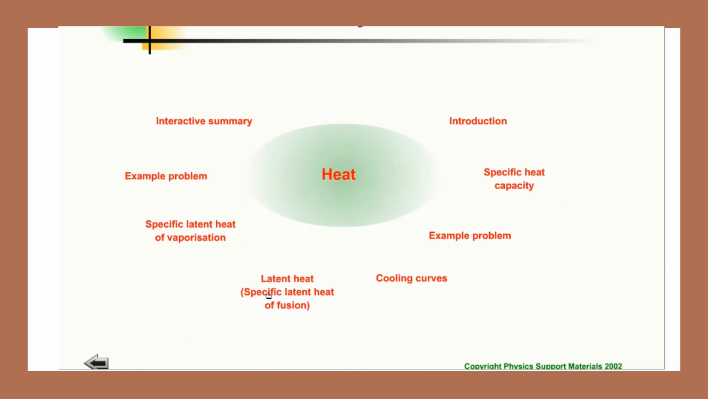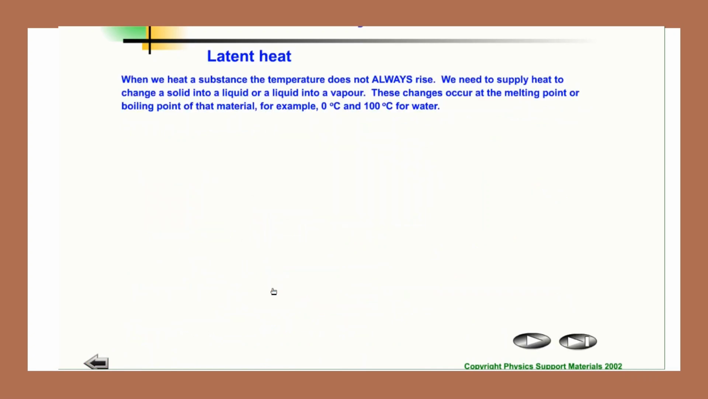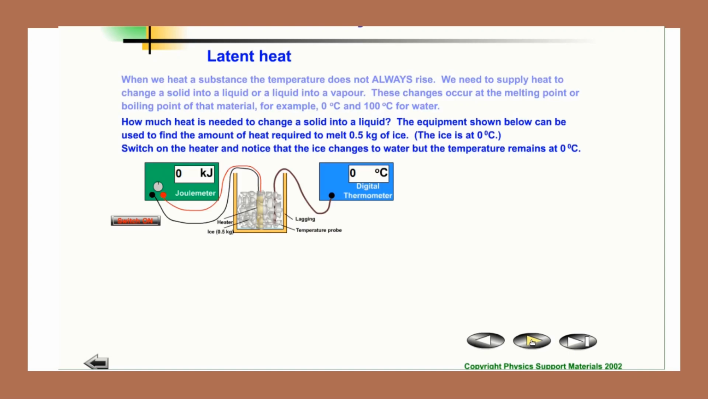So we're now going to look at latent heat, and we're going to start with latent heat of fusion. When we heat a substance, the temperature doesn't always rise. We need to supply heat to change a solid into a liquid or a liquid into a vapor. These changes occur at the melting point and the boiling point. So a solid to a liquid occurs at the melting point or the freezing point, and the liquid to a vapor happens at the boiling point. And I'm sure that you know that for water, those two temperatures will be 0 degrees Celsius and 100 degrees Celsius. That's what the Celsius scale is dependent on.